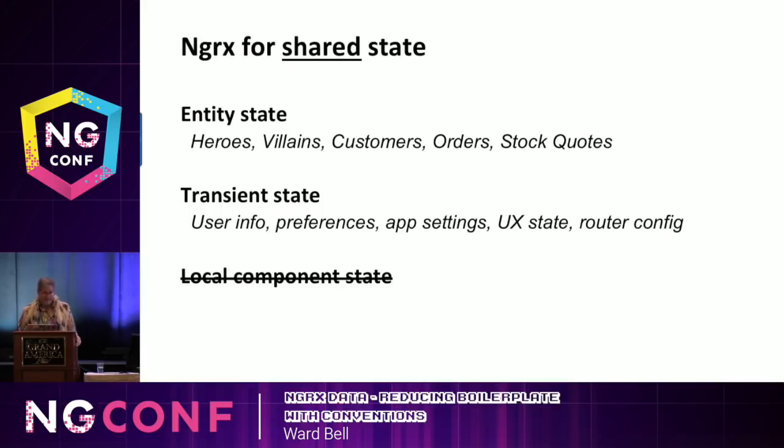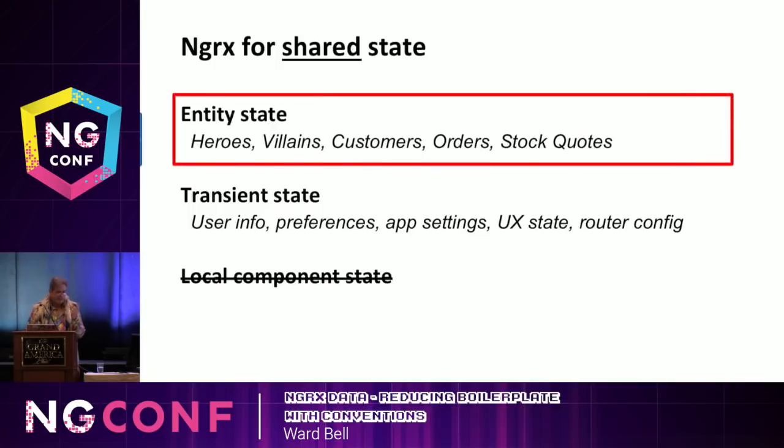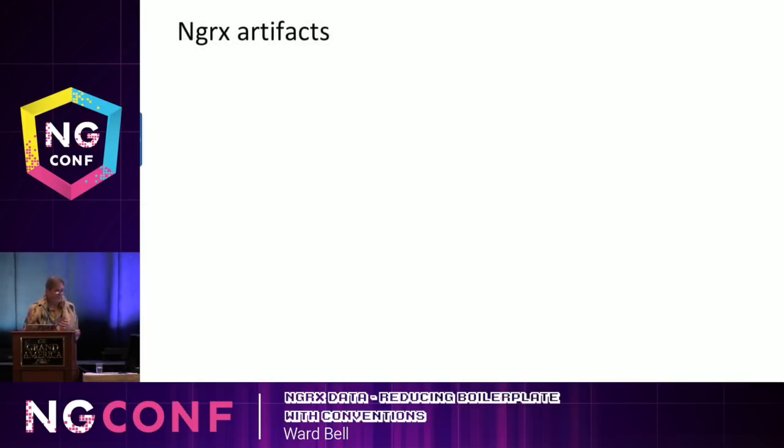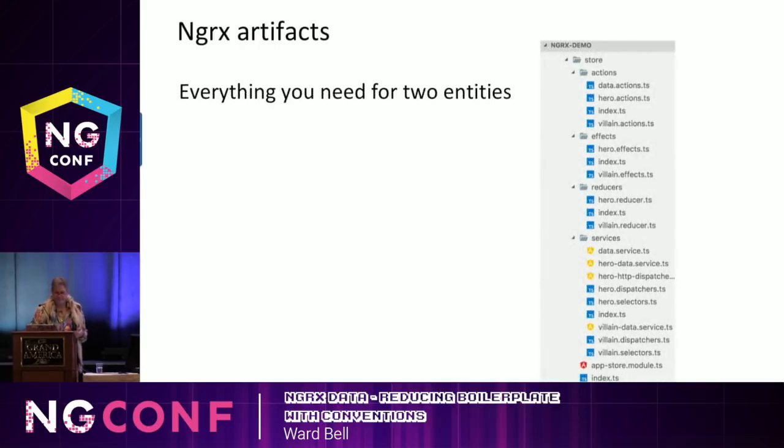But as you begin to build this stuff out, it seems pretty easy to do the transient state, but when you start working with entity state, which is where I really want to focus, you find that you've got these artifacts that keep coming up that people have been talking about. So here's a project for just 2 heroes and villains in one of our examples, and you got a lot of files there, and you had to write them, and you have to do it again. Not every one of them, but a lot of them for each new entity type you add.